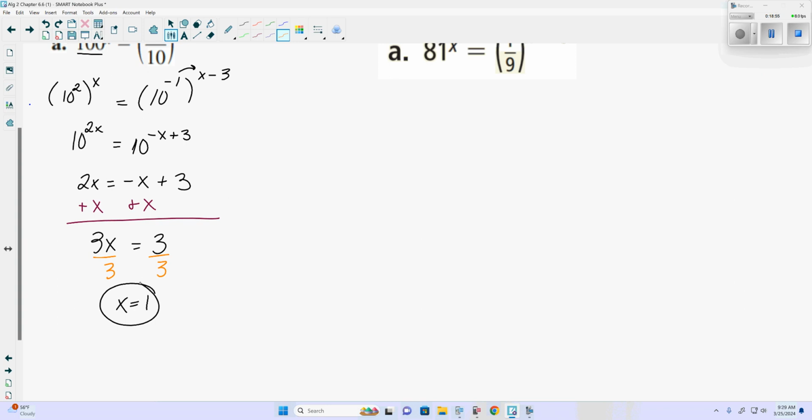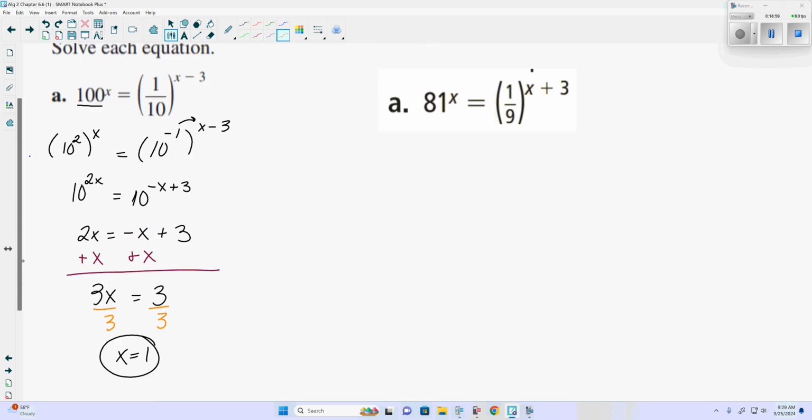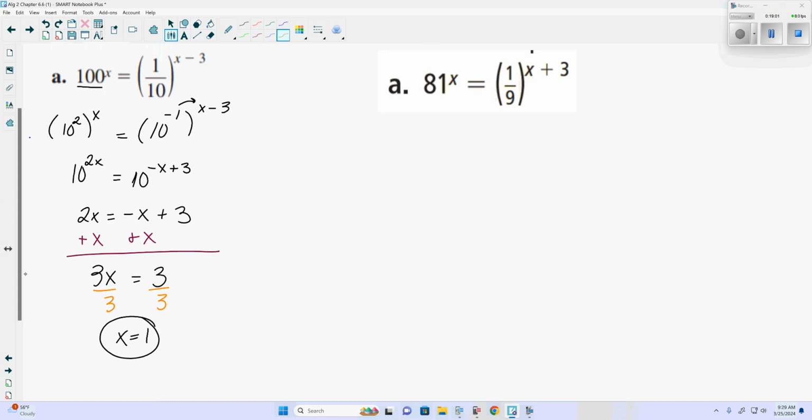And the nice thing with these exponentials is that for any value of x, we don't have any restrictions. We don't have extraneous solutions on these here. The only time we will is if x works out to be i, our imaginary numbers, then that doesn't work. But we don't have any other restrictions to worry about. Questions about this here? Let's look at the next one. 81 to the x is equal to 1/9 to the x plus 3.